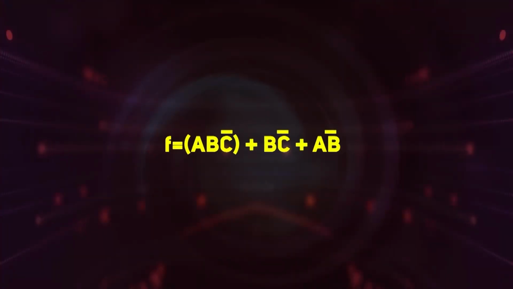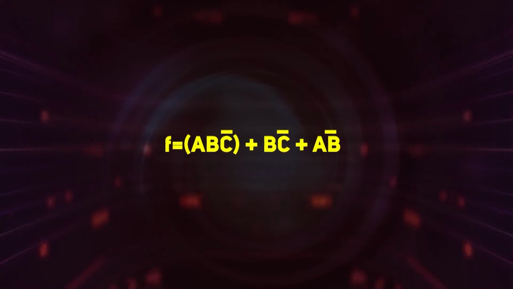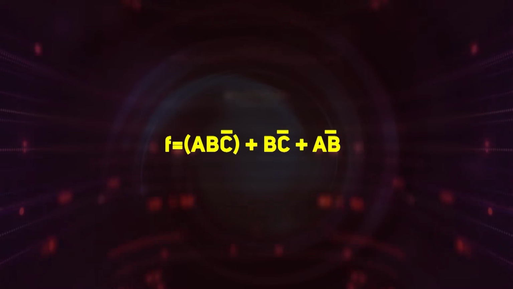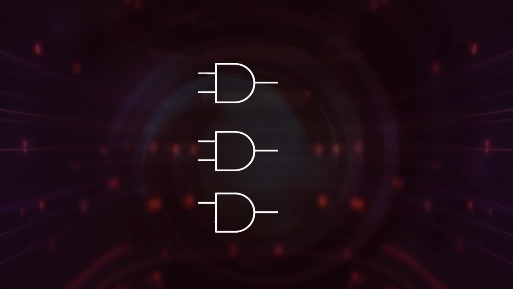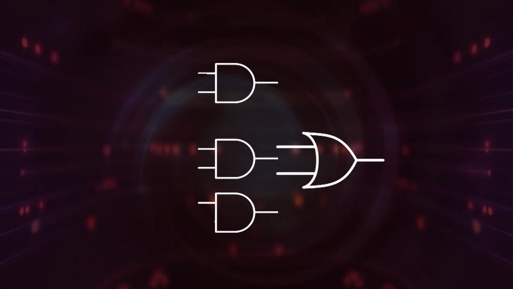Let's take another example. The function f is equal to ABC complement plus BC complement plus AB complement. By looking into the expression, we are able to write the logic circuit. The expression is given in sum of products form. So each term can be realized using an AND gate. All outputs from the AND gates are connected to an OR gate to give you the circuit.